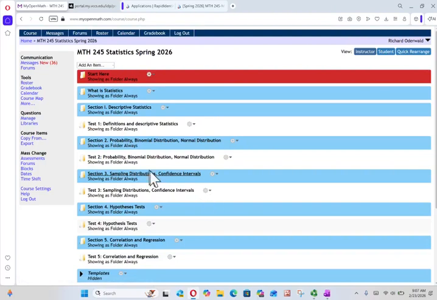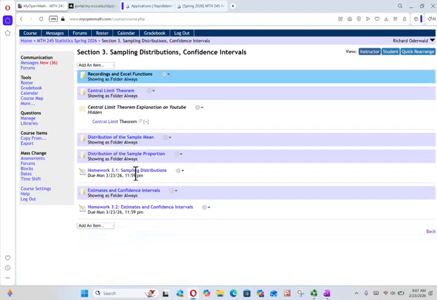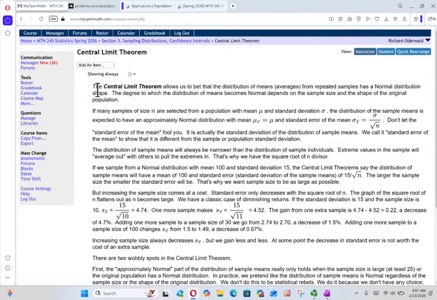This is in section 3, and this is about sampling distributions and confidence intervals. And what we have is the central limit theorem. This is what allows us to make bets in statistics, bets on the average in particular.